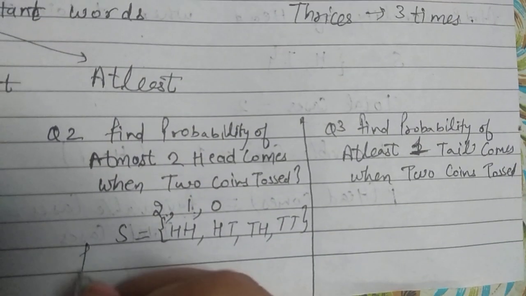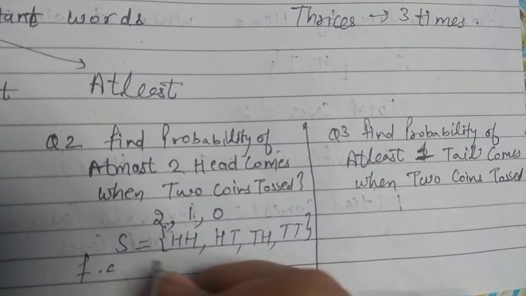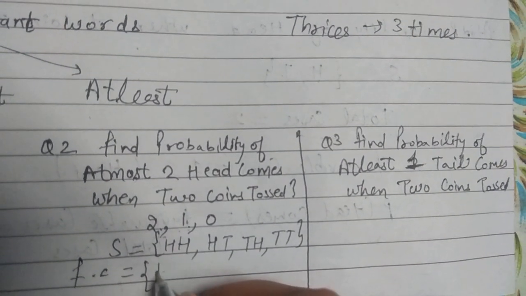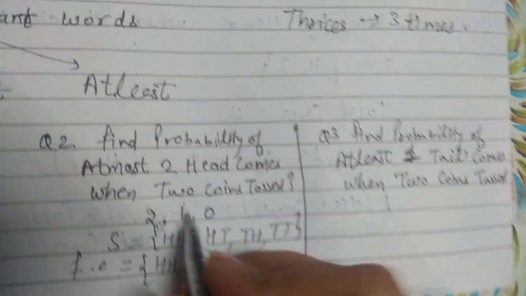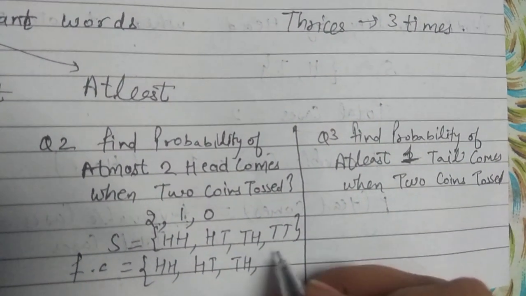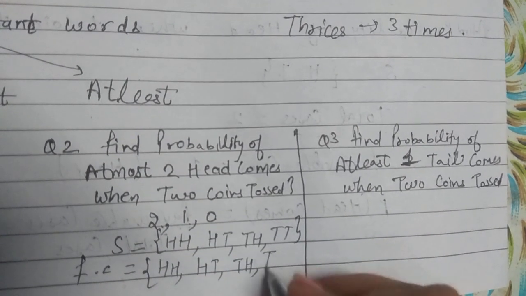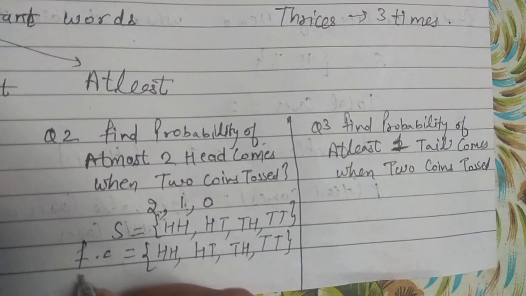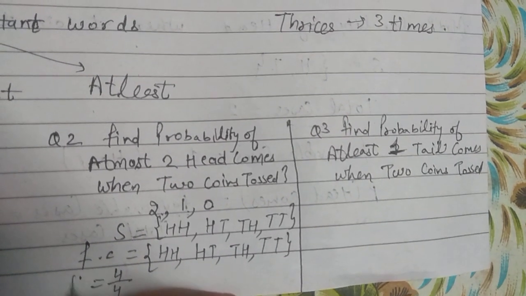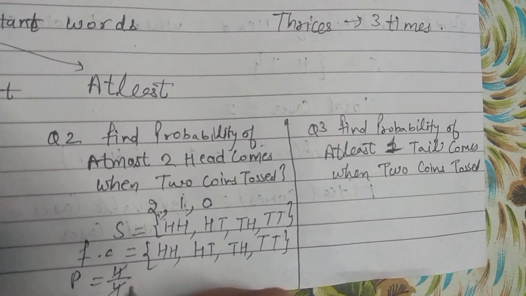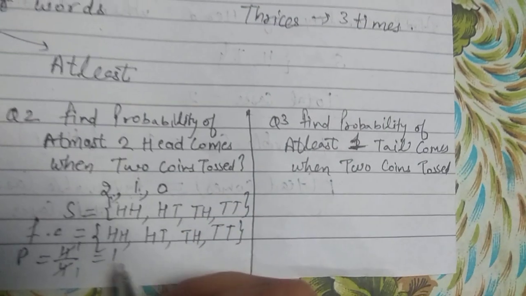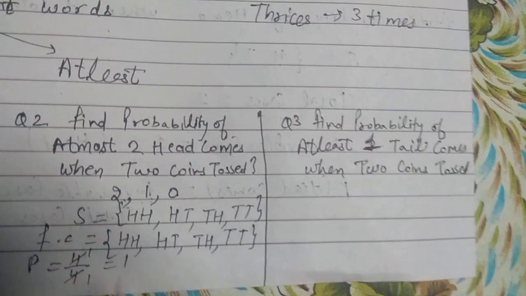Now we have to find the favorable cases. For 2 heads, it is head head. For 1 head, it is head tail and tail head. For no head, it is tail tail. So 4 cases came, so the number of favorable cases is 4 and total cases are 4. So the 4s cancel each other and the probability is 1. And when does probability 1 come? When it is a sure event.